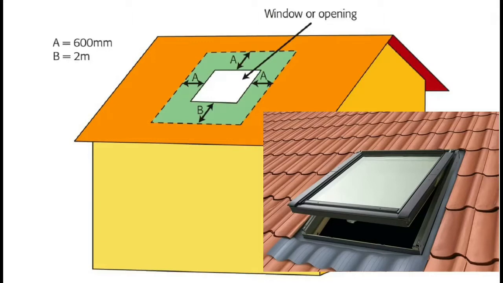And as you can see from the photograph, the reasons are quite obvious. If you had a flue terminal below that window, the products of combustion would go straight into the window once they'd left the flue.